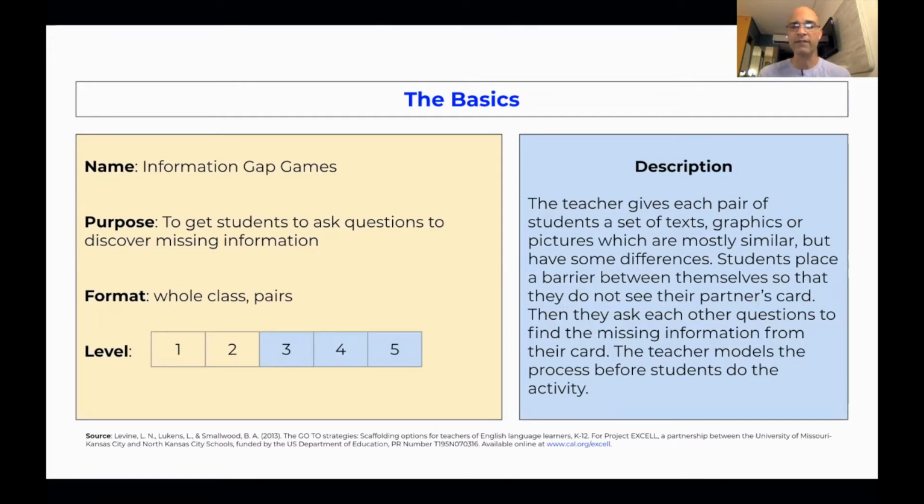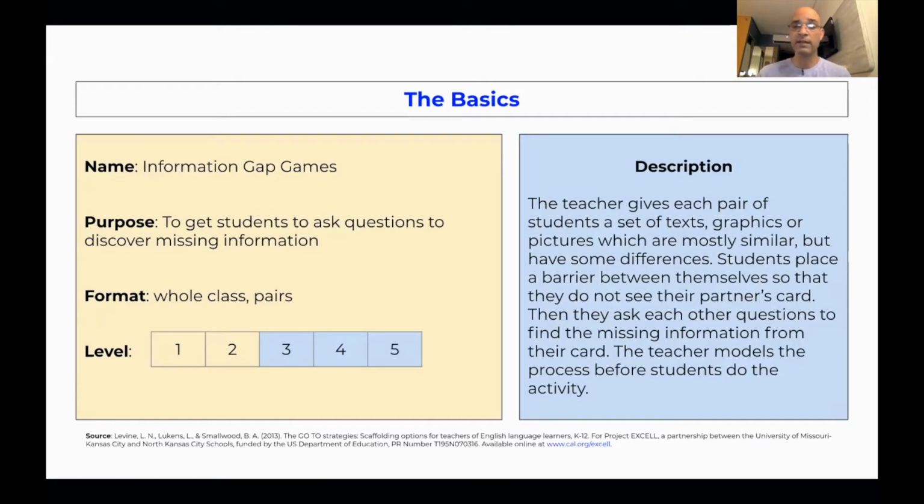And the description here is that the teacher gives each pair of students a set of texts, graphics, or pictures, which are mostly similar, but have some differences. So there's a pair of students. I give student 1 one text, student 2 another text that's slightly different, or a picture to student 1 and a picture that is slightly different to student number 2.